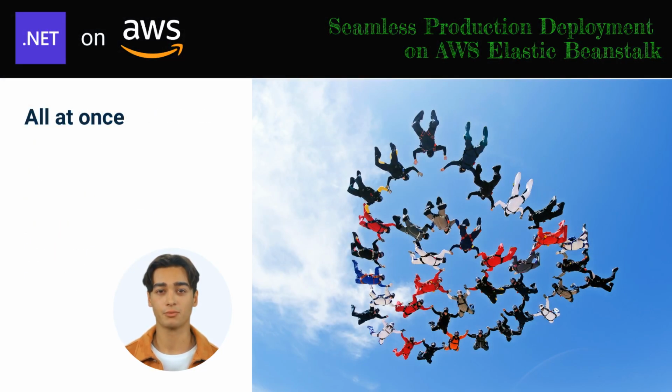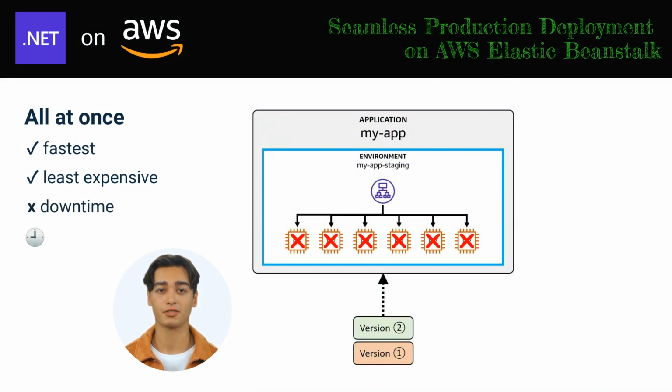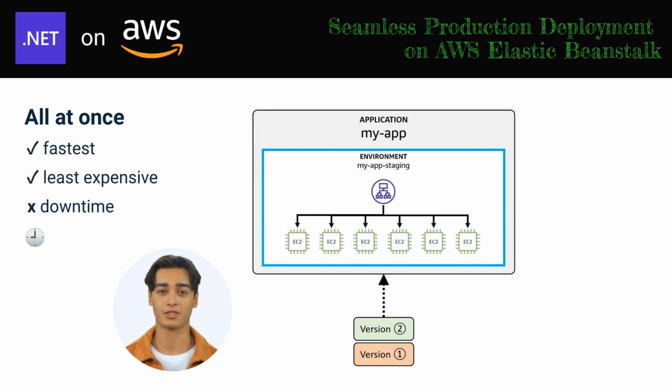All at once deployments push the new version of your application to all instances simultaneously. We're all taking the plunge together. This is the fastest and least expensive way to deploy, but it comes with a big negative: downtime. All of your instances will go out of service for a short time. This is the only one of the 6 deployment strategies that has application downtime.